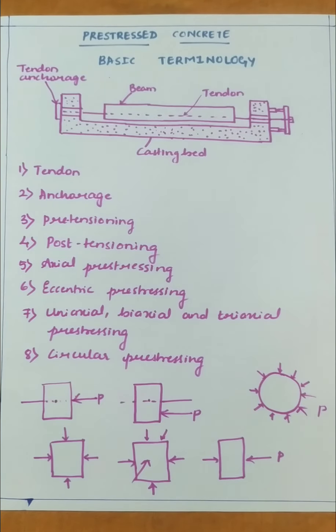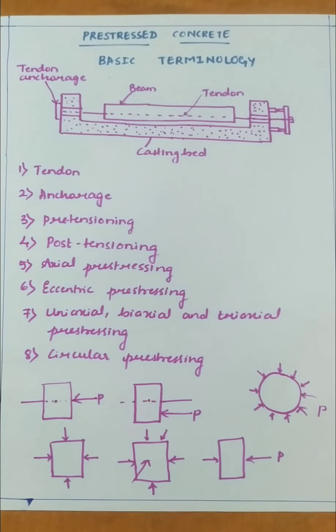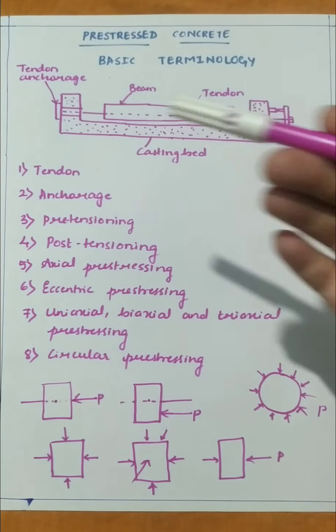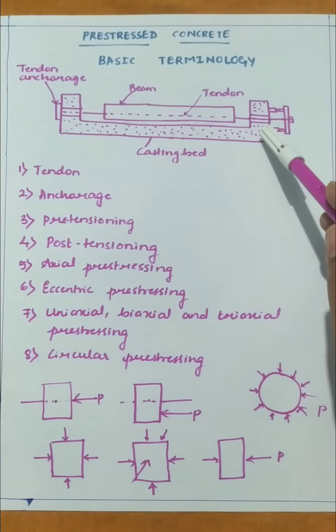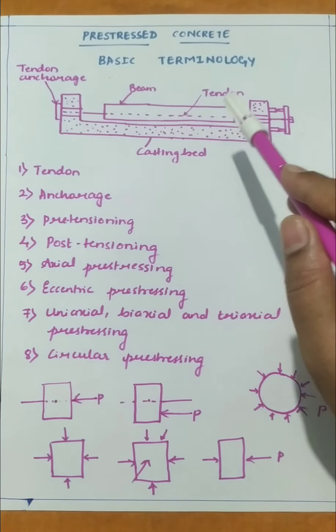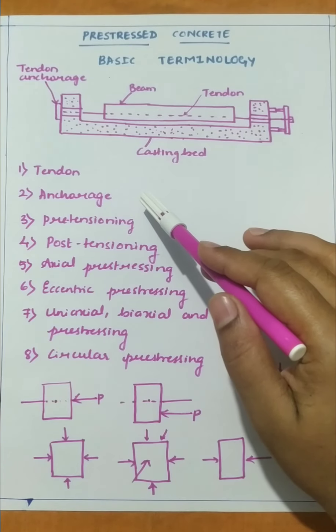Next, what is anchorage? Here, this is the tendon anchorage. It is a device generally used to enable the tendon to impart and maintain the pre-stress in the concrete. Tendon anchorage means it helps this tendon to impart the pre-stress to this beam and maintain it. That is the anchorage. There are various types of anchorages: Freyssinet anchorage, Magnel-Blaton anchorage, and Lee-McCall and BBRV systems. So this is about the tendon and the anchorage.